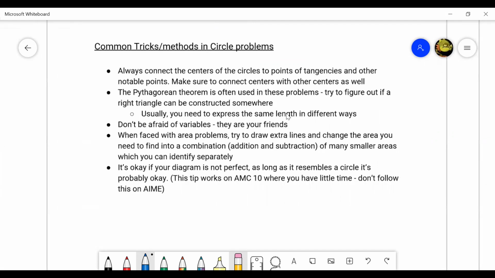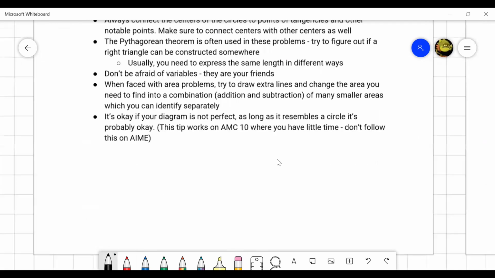And this goes for any kind of problem in general, but don't be afraid to use variables. They're kind of inevitable, so you have to be able to work with them. When you're doing types of area problems, be creative. A lot of times there are ways to partition areas that make it easier. We'll see that as well.